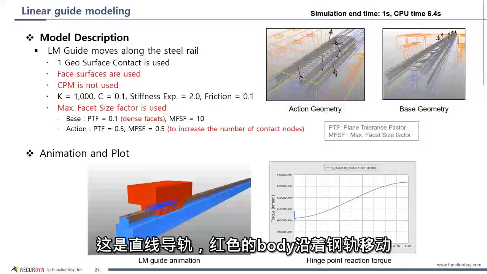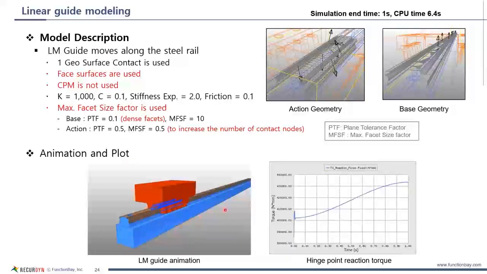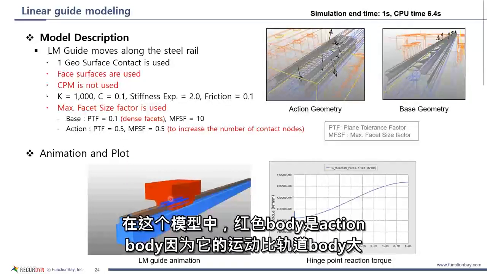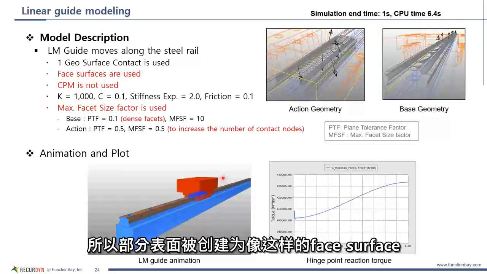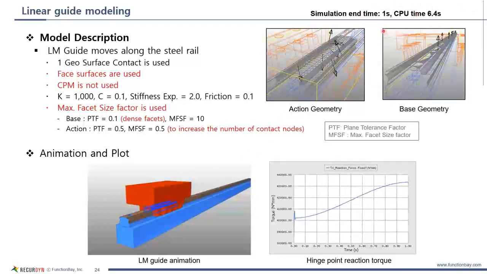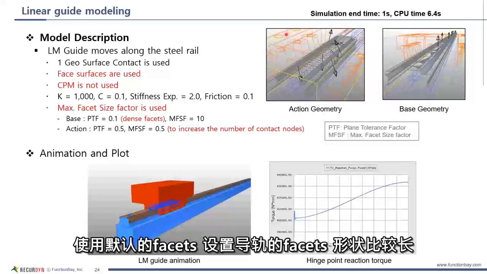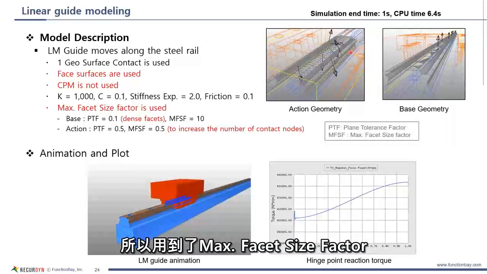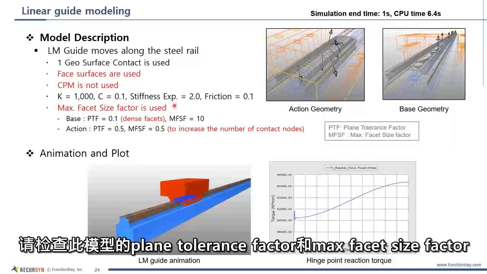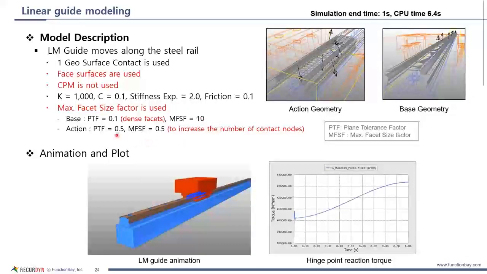This is a linear guide. The red body moves along the steel rail. In this model, the red body is the action body because its motion is larger than the rail body. It is inefficient to use the entire bodies for contact. So, the partial surfaces are created as face surface for contact, like this. With the default facet settings, the facets of the rail have long shape. So, max facet size factor is used. Please check the plane tolerance factor and the maximum facet size factor for this model.